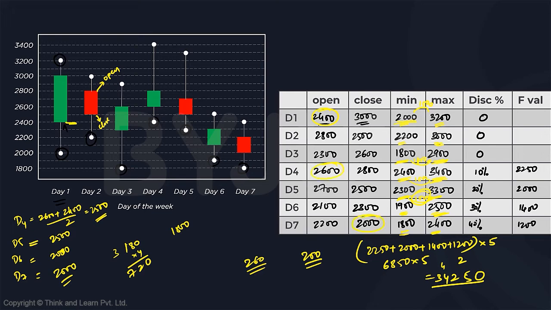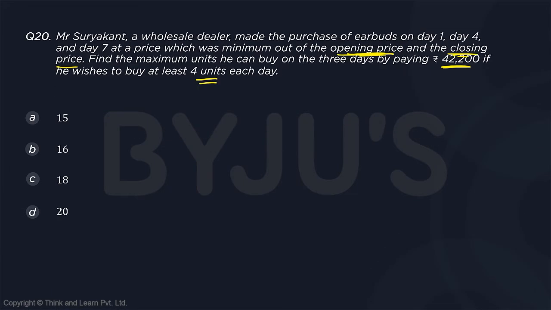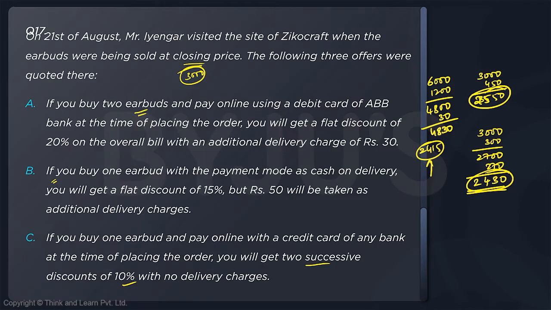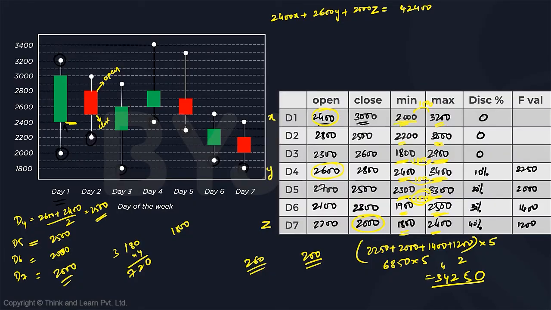Now let us say I am buying X units here, Y units here and Z units here. So I'll get 2400X plus 2600Y plus 2000Z should add up to 42,400. Is it 42,400? Let me quickly verify that number once. 42,200, not 400. Yes. Now I can obviously take out the 2 zeros everywhere and simplify my equation, and 2 goes 12 times, 2 goes 13 times, 2 goes 10 times, 2 goes 211 times. So what do I get? I get 12x plus 13y plus 10z equal to 211.